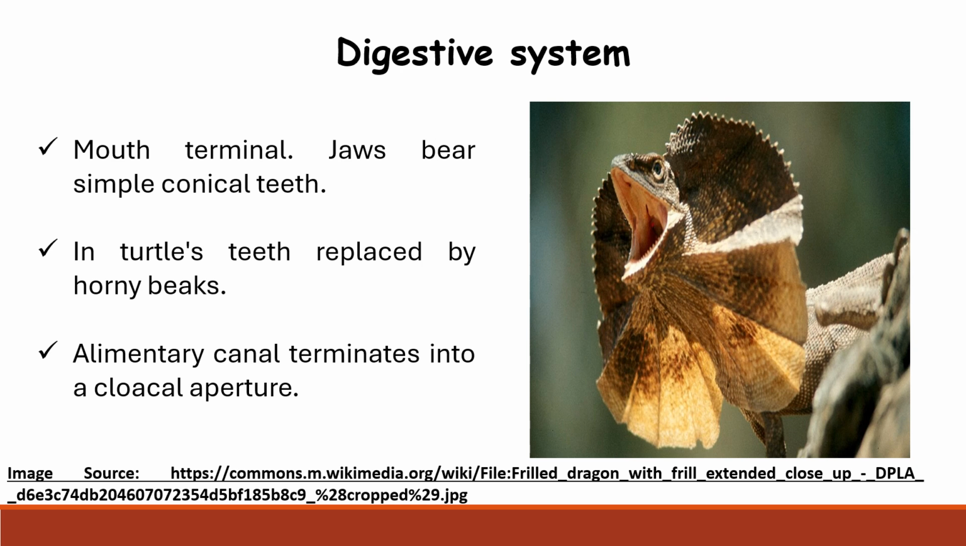Coming to their various anatomical systems, starting with the digestive system. The mouth in reptiles is terminal in position, and they have clear-cut jaws, the upper jaw and lower jaw, that bear simple conical teeth. The same thing you can clearly observe in the picture which was given. On the other hand, turtles are the exception where the teeth are replaced by horny beaks. The alimentary canal is complete, starting with the mouth and ending in the cloacal aperture.